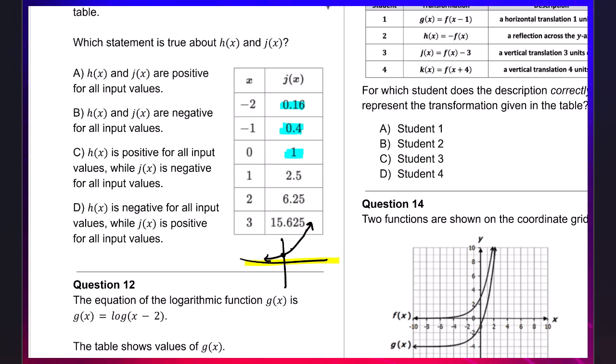So that answers our question for us. It says h of x and j of x are positive. So the y values are positive for your x values. And this is true. And I know it's true because they don't go below the x-axis. They don't touch the x-axis. So that is an advanced question, and that is how you do that one.